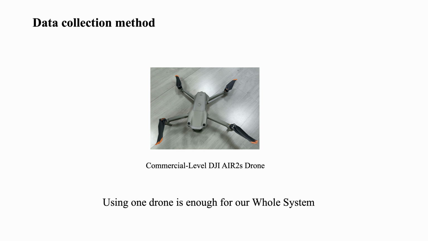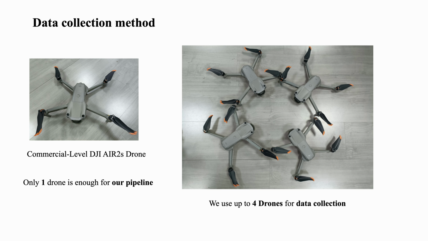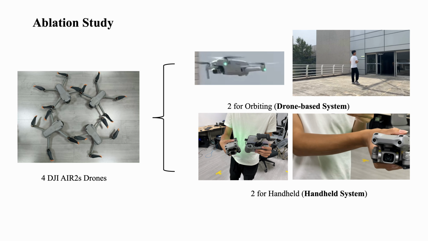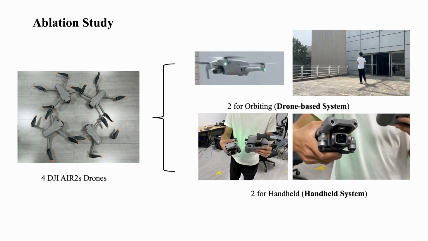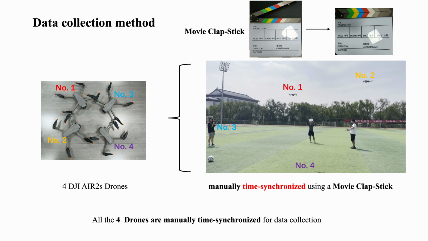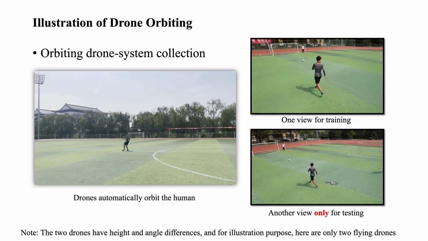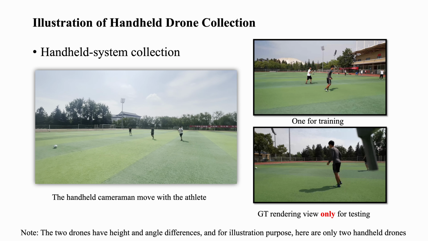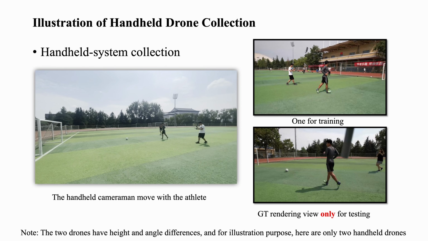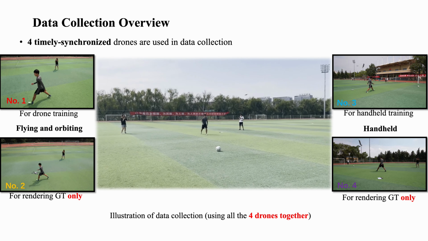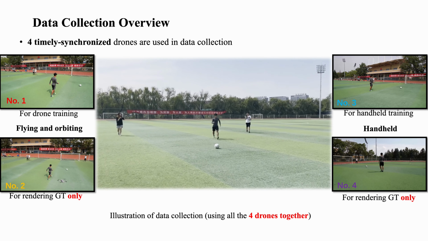As we illustrated, using one drone is enough for our pipeline. However, we use altogether 4 drones for data collection. We use 2 for automatically orbiting and 2 for handheld, and will compare them using the same pipeline algorithm. In practice, we use a movie clapstick for manual time synchronization of the 4 drones. Here is the illustration of using 4 drones for collecting data cooperatively.